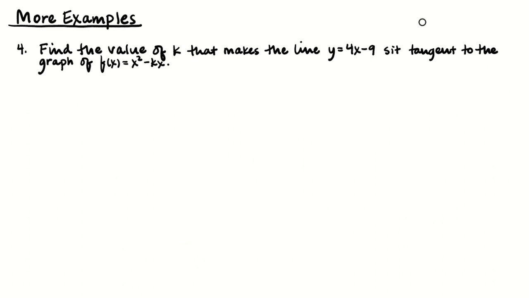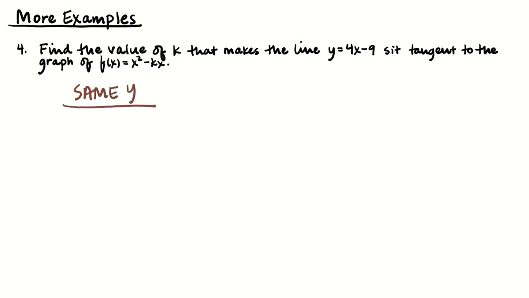All right, and then the last one I've got for you is find the value of k that makes the line y equals 4x minus 9 actually sit tangent to the graph, not just parallel to the tangent on the graph of f. We need to actually find where it meets up. So much like the piecewise function example, we need to set some things equal to each other, on a y level and on a y prime level. So we need them to have the same y.